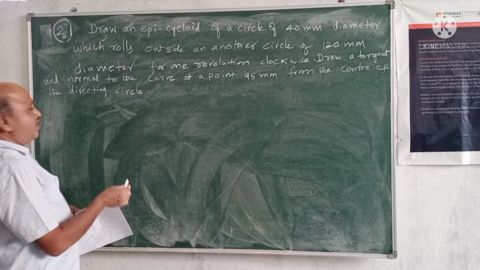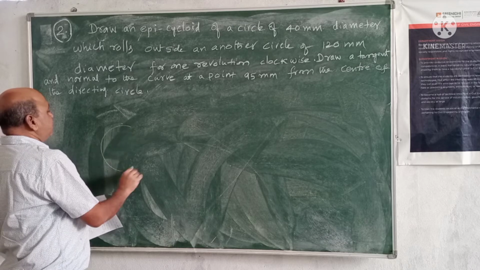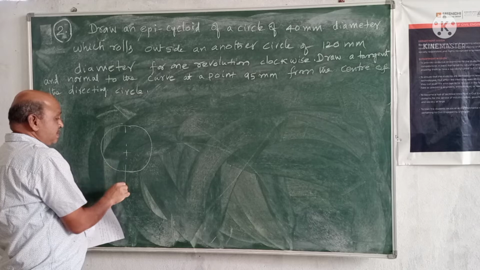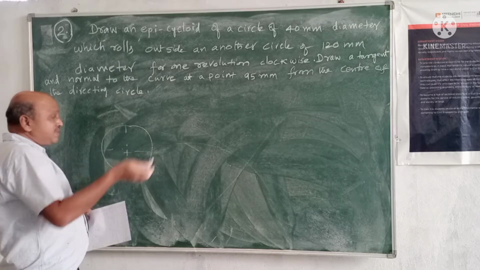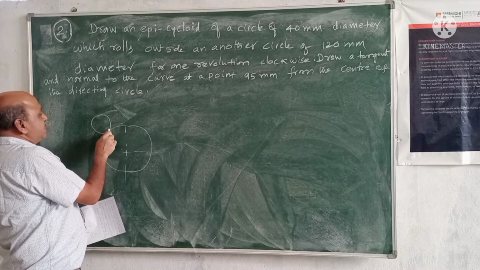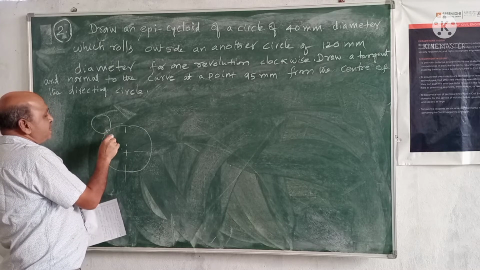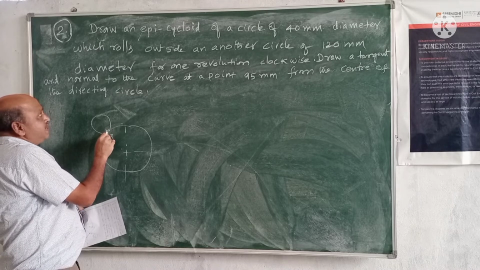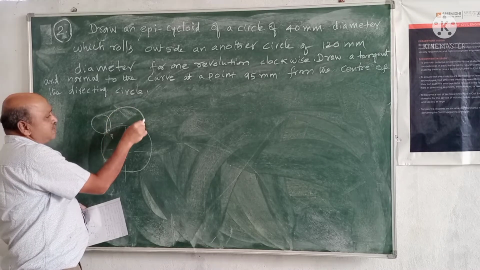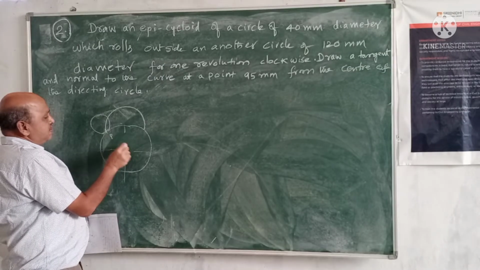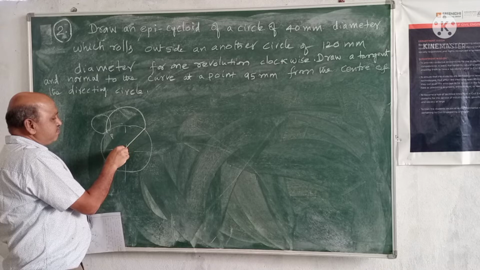How is the epicycloid formed? You know, epicycloid is a curve which is traced by a point on the circumference of another circle. So it is a circle, the directing circle. This is another circle. When it rolls, let us say the point P, the path traced by the point P is the epicycloid. So it comes like this. Now for here, this angle we have to find out.